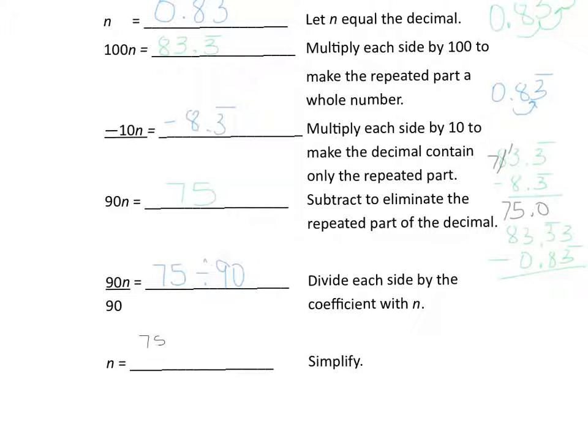75 over 90. And we're going to divide top and bottom by 5. By 15, sorry. 75 divided by 15 is 5. And 90 divided by 15 is 6. So we end up with 5/6 is what you get when you have 0.8 repeated 3.